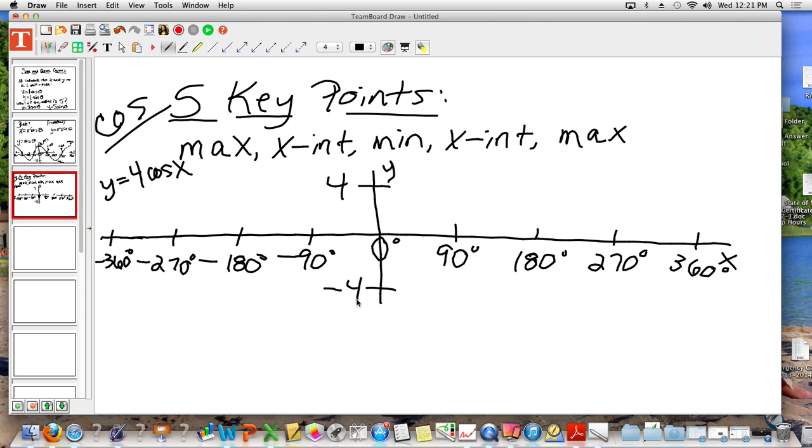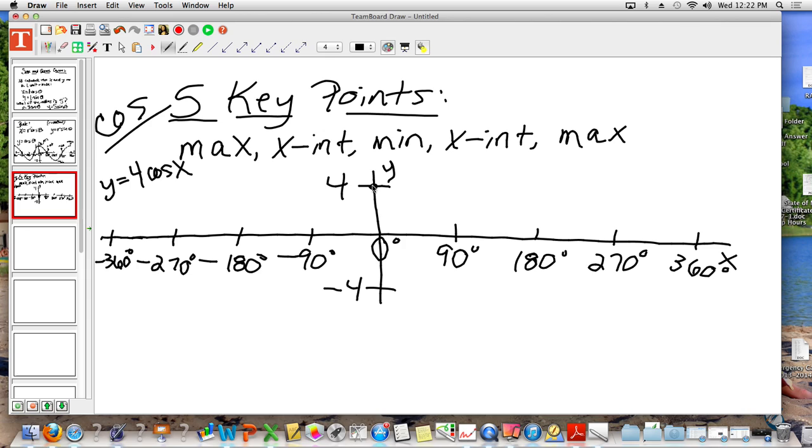When you are graphing a cosine curve, the first thing you want to do is graph your maximum value. So you don't always have to go back to your circle and figure out what's the cosine at 0 degrees, what's the cosine at 90 degrees, and so on. Just remember that when you graph a cosine curve, you always graph your maximum value first. So go to your y-axis. Where's your maximum value going to be? It's going to be at 4.